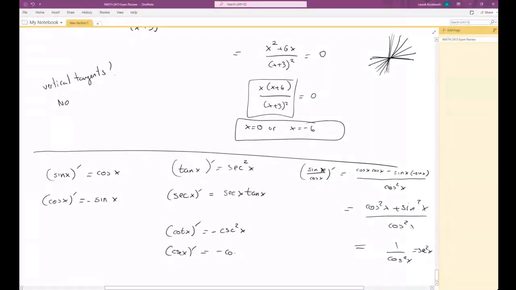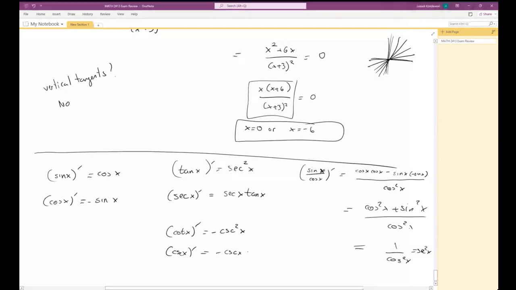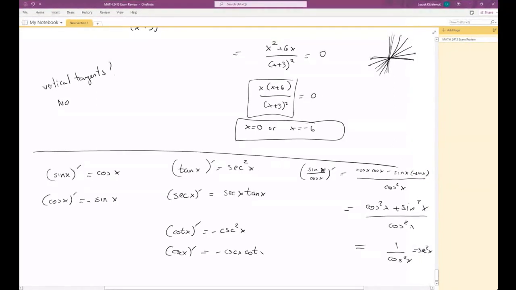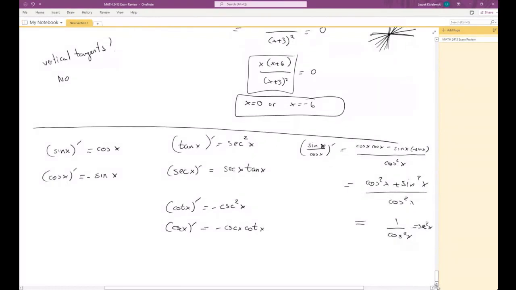So that would be the derivative of cosecant: negative cosecant times cotangent. So you can see there's some sort of skew symmetry going on with all these derivatives. They look similar. They're off by a negative. Okay, so those are the basic ones.